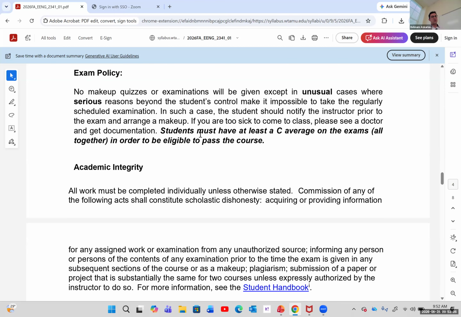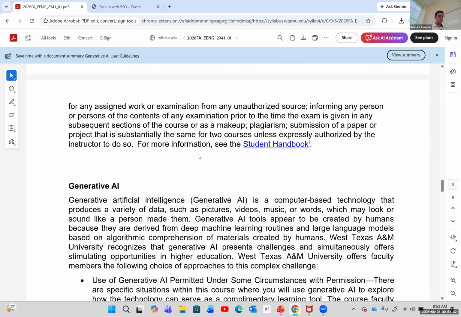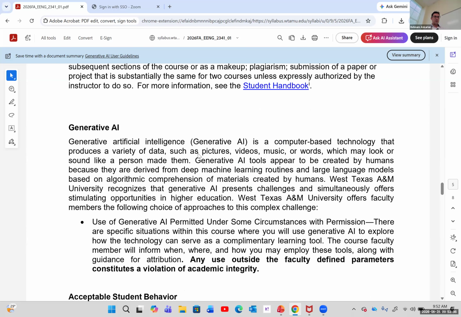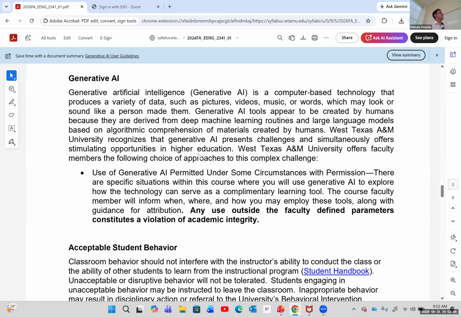Students must have at least a C average on the exams altogether in order to be eligible to pass the course. One important thing that we have changed this semester is about generative AI. Our policy last semester was that it's completely prohibited. You're not allowed to use it.